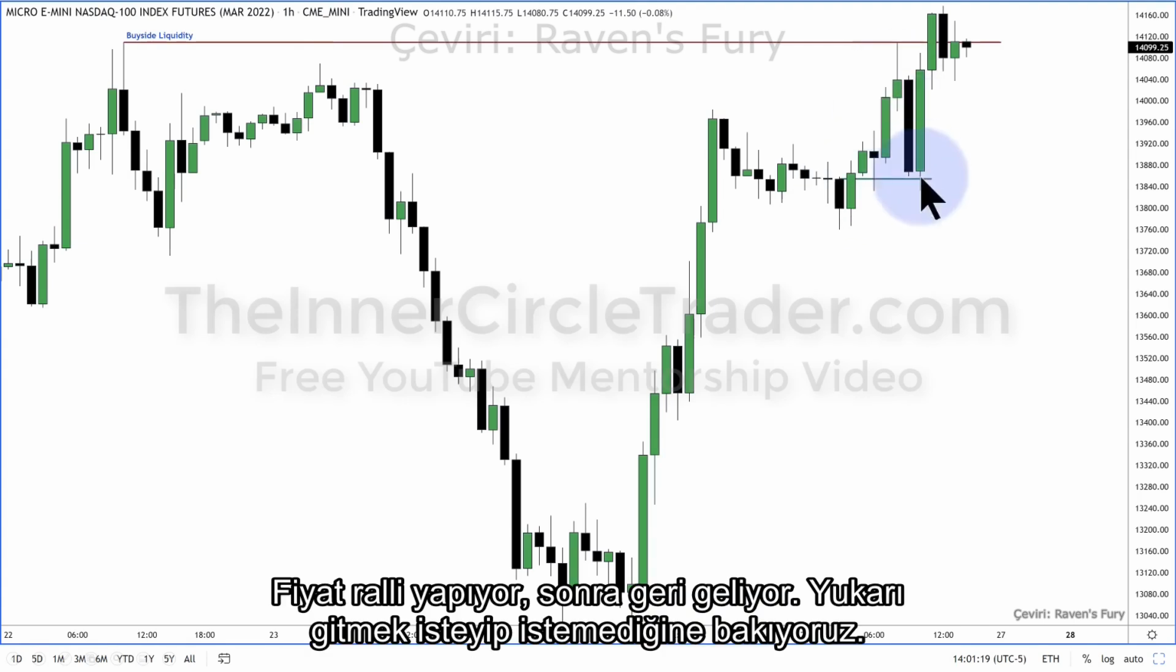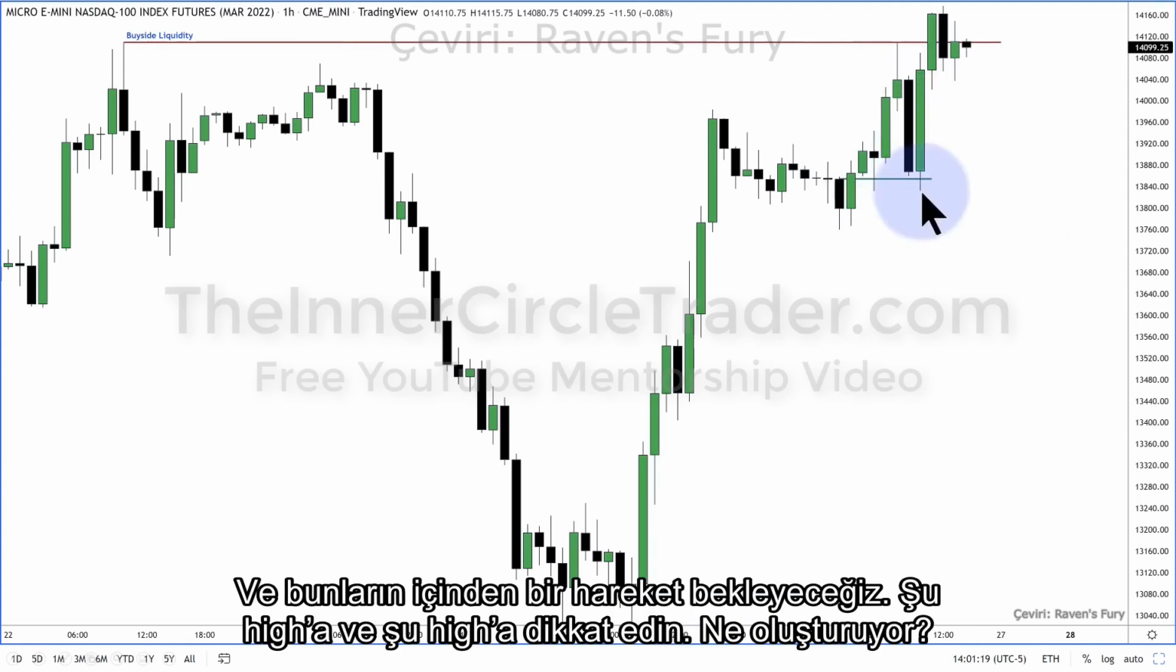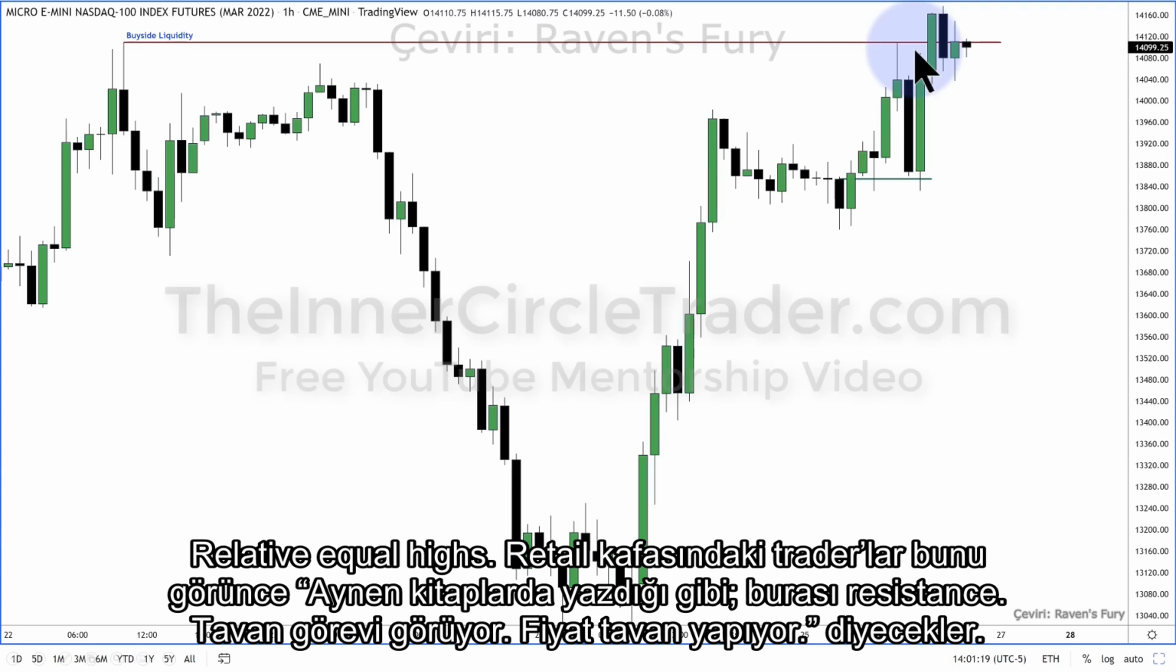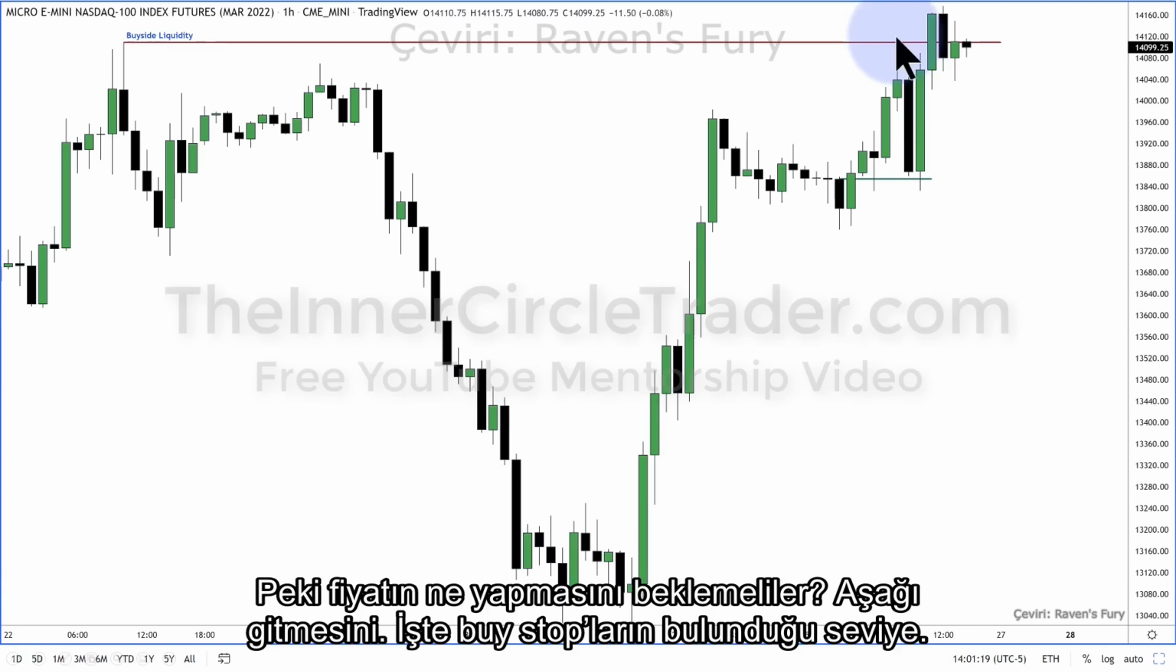Rallies, comes back down in. We're looking to see if it wants to run through that. Notice this high and this high. It creates what? Relative equal highs. Retail-minded traders are going to see that and say, oh, this is exactly what the textbooks say about resistance. So it's acting as a ceiling. Price acting like a ceiling. What should they expect to see price do? Go lower.